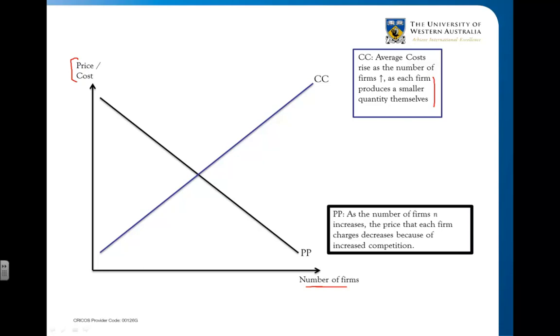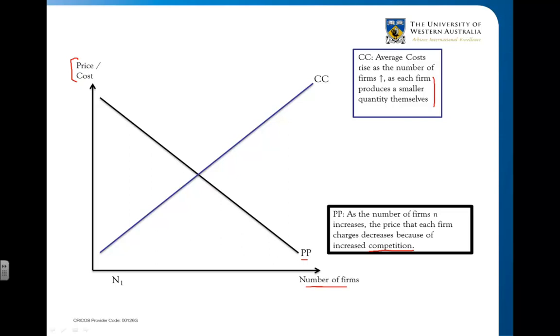We've also got what I've called here PP. As the number of firms increases, the price that each firm charges decreases because of increased competition. The idea, of course, is that the more and more firms you get, the more this kind of market starts to approximate perfect competition, in the sense that each firm has a very large number of very close substitutes as competitors. And so, of course, you're forced to lower your prices to compete when you've got more competition. So that's downward sloping. As the number of firms increases, the price that each firm charges will decrease.